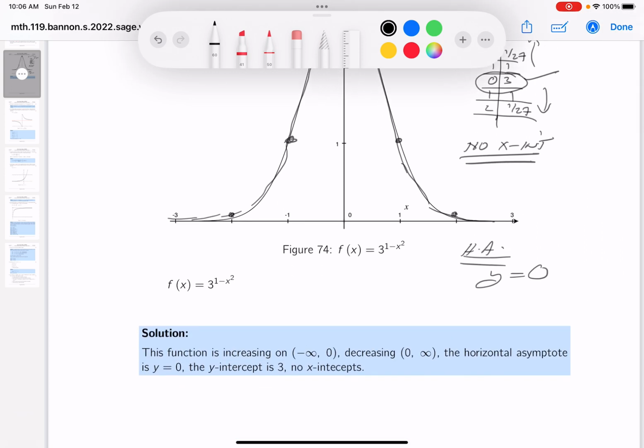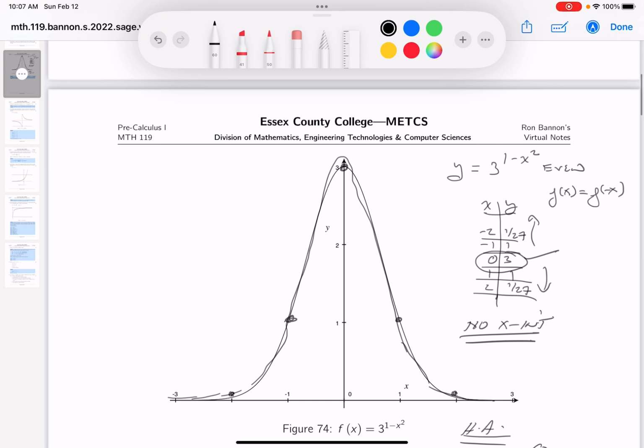Another thing, it's increasing from minus infinity to 0. It's decreasing from 0 to infinity. Horizontal asymptote, y equals 0. The y-intercept is 3, and there is no x-intercept. But again, it's kind of helpful to visualize what these problems are asking about.